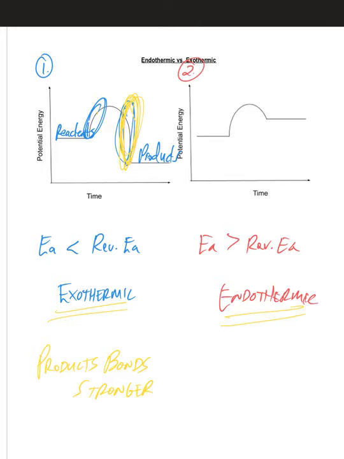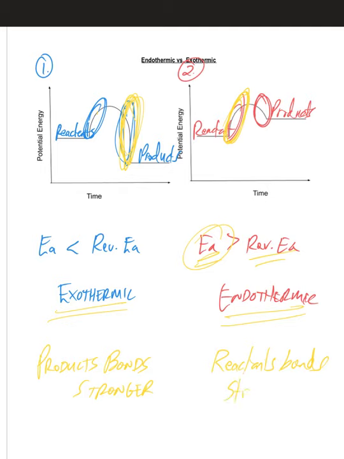Versus on this other graph, this is our reactant potential energy. These are our products. This is how much energy is needed to break the bonds of the reactants. This is how much energy is needed to break the bonds of the products. More energy is needed to break the bonds of the reactants. The activation energy is higher than the reverse activation energy. Therefore, the reactants bonds are stronger, because more energy is needed to break those bonds of the reactants for that particular potential energy diagram.